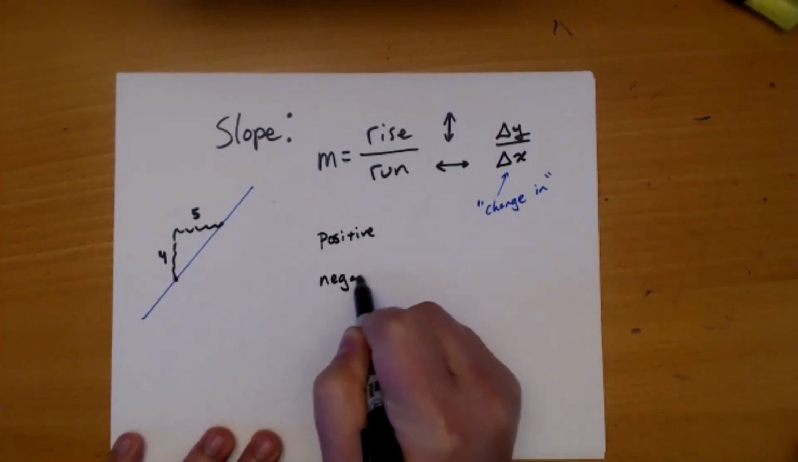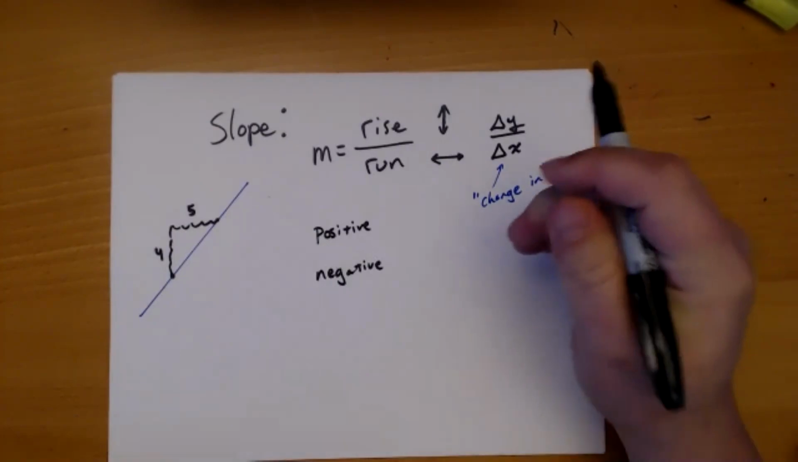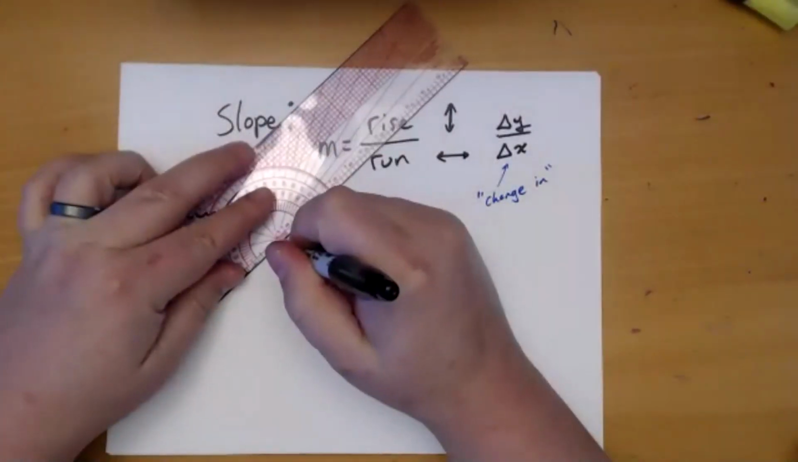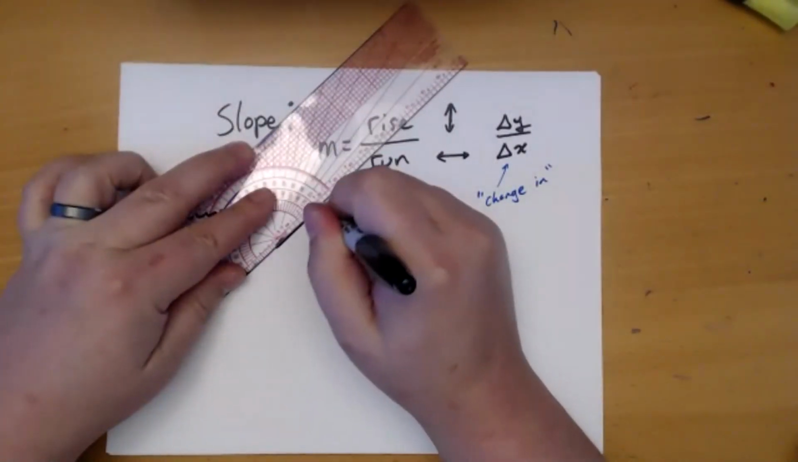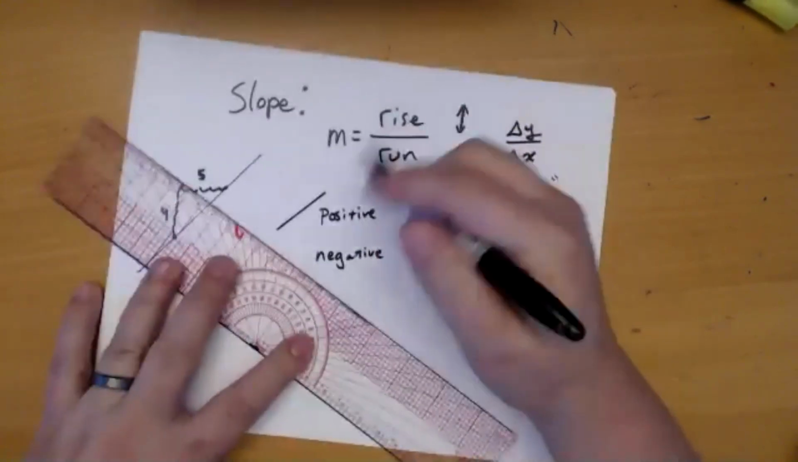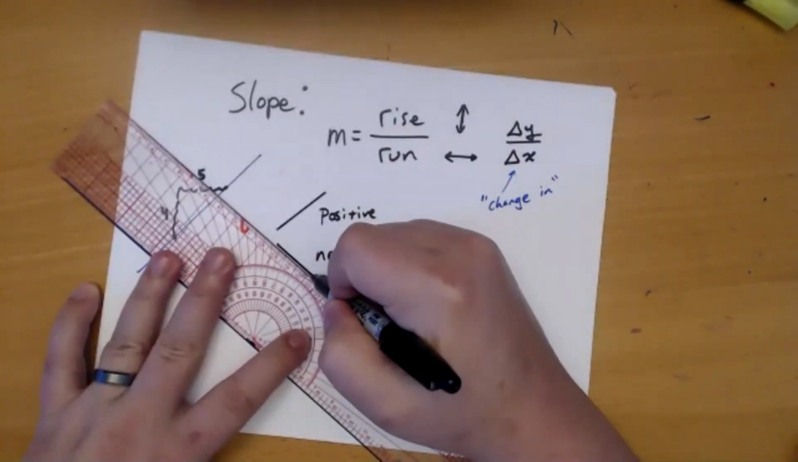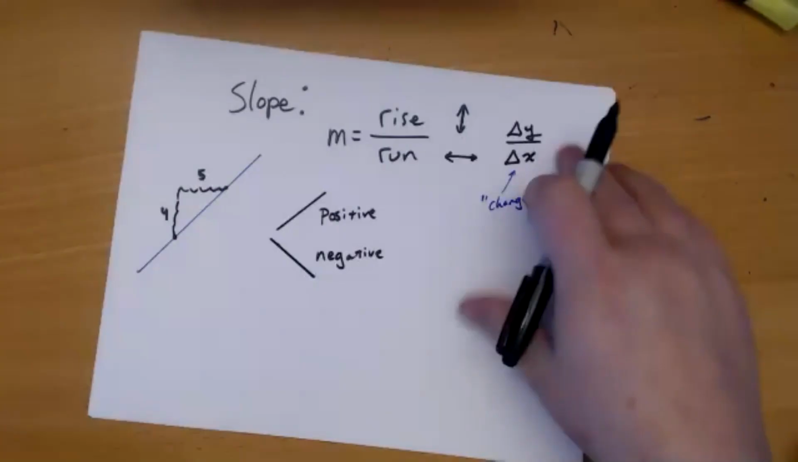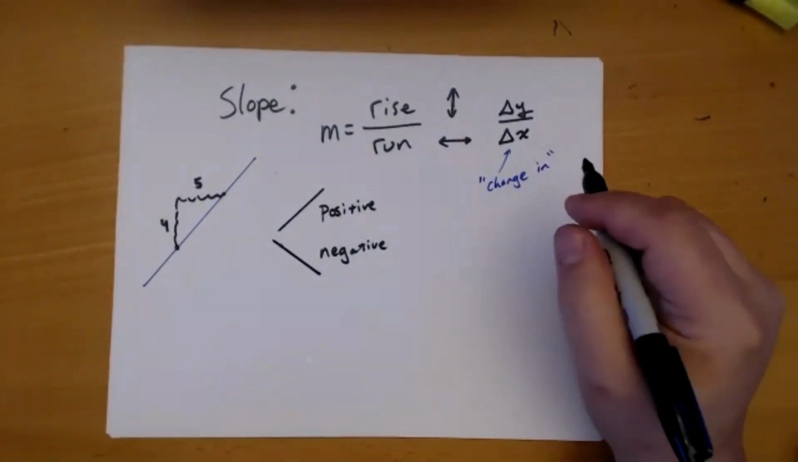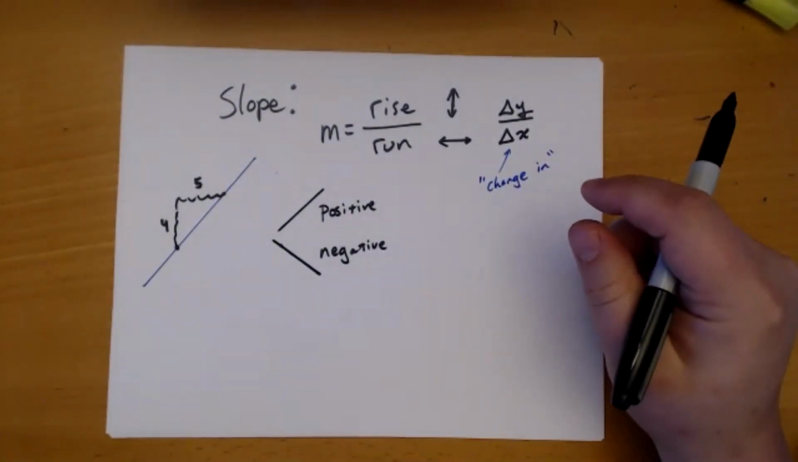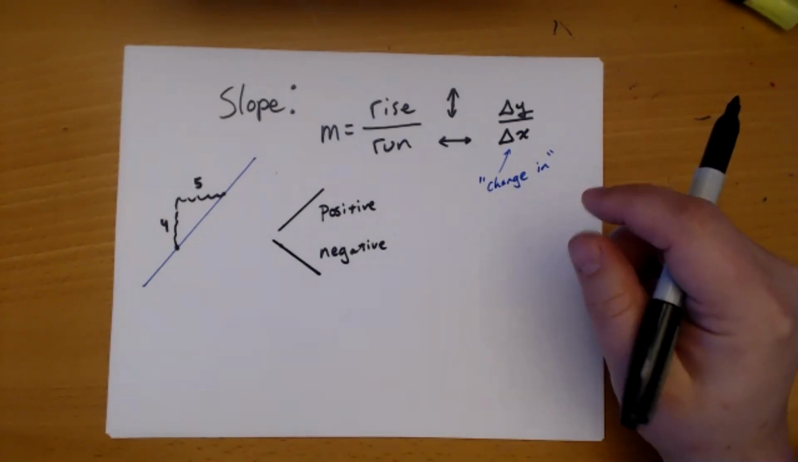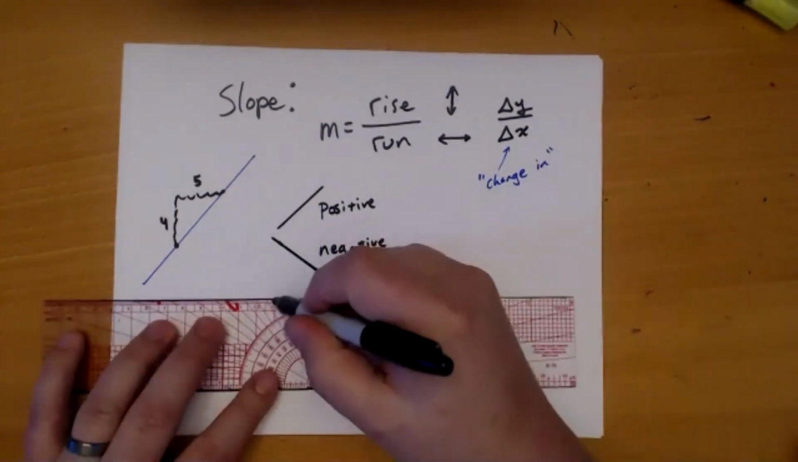negative. Positives look like what we just saw. Negatives, they look kind of like that, right? What other kinds of slope can we have? There's two more. Does anybody remember what? 0 when it's like a horizontal line. Right, exactly.